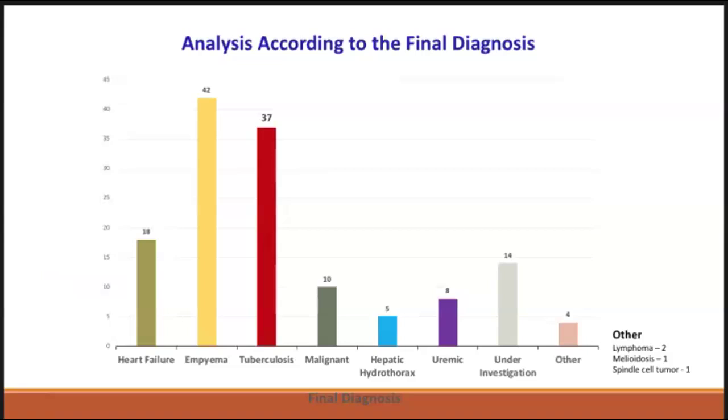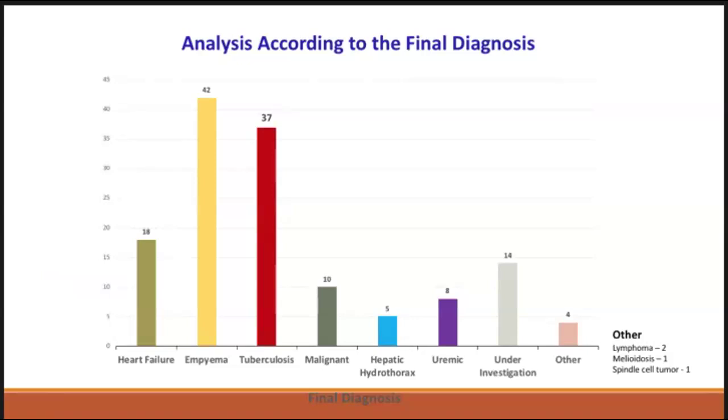Now, this is actually a study we did in Ratnapura. When I was in Ratnapura, we analyzed about 140 patients with pleural effusion, and we can see that 8 of them we diagnosed as uremic, even though there are no definite criteria to diagnose uremic pleural effusion. It was a diagnosis of exclusion.